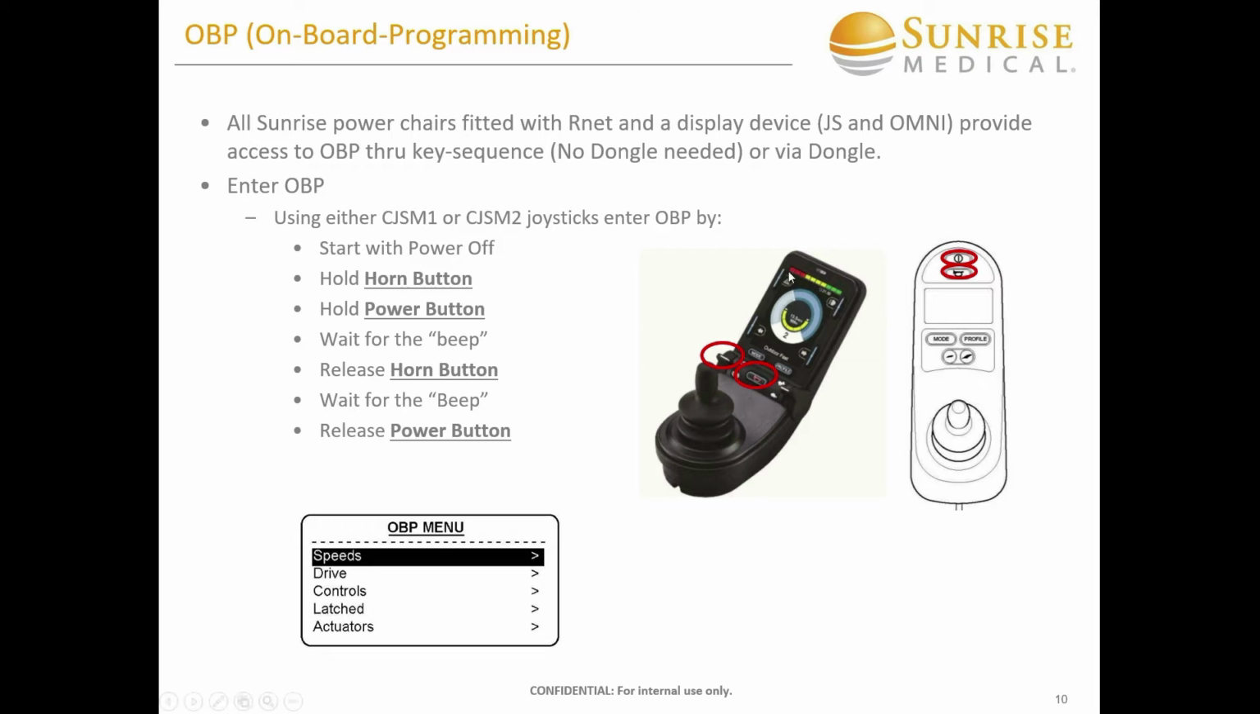And the sequence is, first of all, you start with the power turned off. You hold down the horn button. You can see the horn button here in the center. And while holding the horn button, you hold the power button on. Okay, and you will wait and you'll hear a beep. Once you hear that beep, you release the horn, but continue to hold the power button. Then you wait for a beep, and then finally you release the power button.